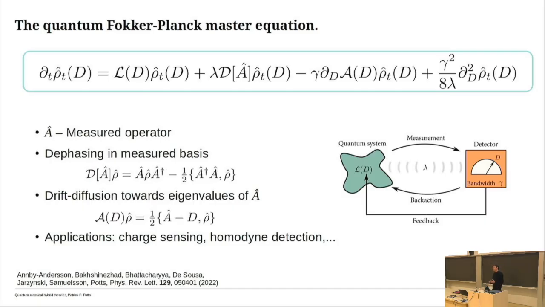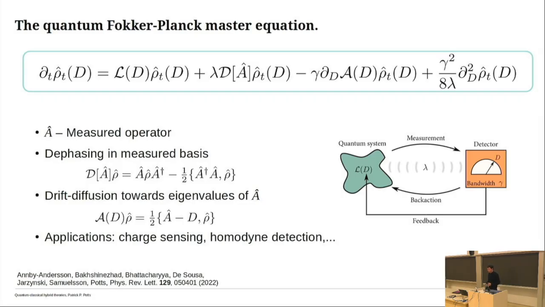So if our system is in an eigenstate of the operator we want to measure, the measurement outcome D will drift towards the corresponding eigenvalue, and this is how we can argue that indeed we make a measurement of this operator A. The last term, the diffusion term with the second derivative, tells us how much noise we will have in our measurement outcome. And you can see the larger the bandwidth, the larger the noise. And this is to be expected because fast detectors usually also have more noise. And it's also inversely proportional to the measurement strength. So the stronger we measure, the less noise we're going to have in our outcome, which also makes a lot of sense.